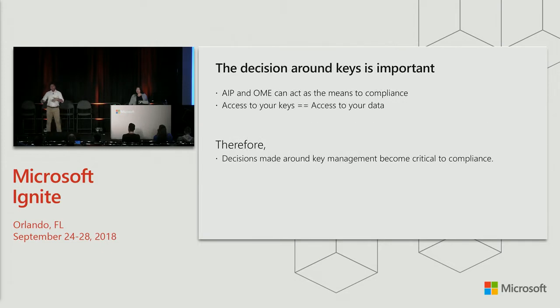So the decision around keys, because keys is what drives the encryption, becomes important. Now, AIP and OME, although they act as the means to compliance, the access to your keys is equal to the access to your data. That's what it fundamentally comes down to. The systems are in place, you're going to protect your data, but protecting your data means keys. Keys become important. Now, what you decide around keys is literally what it means to be compliant in some sense.